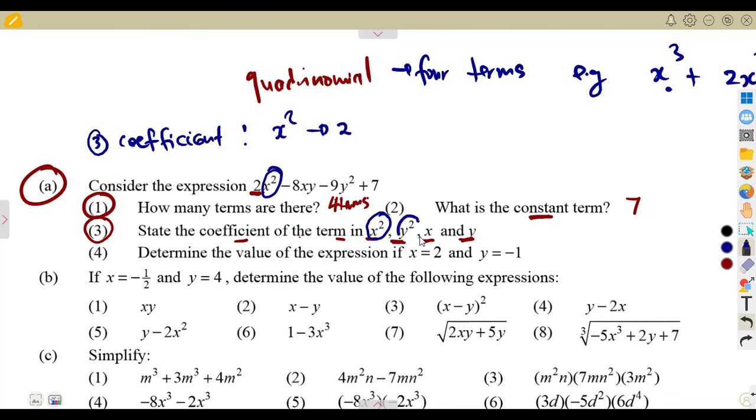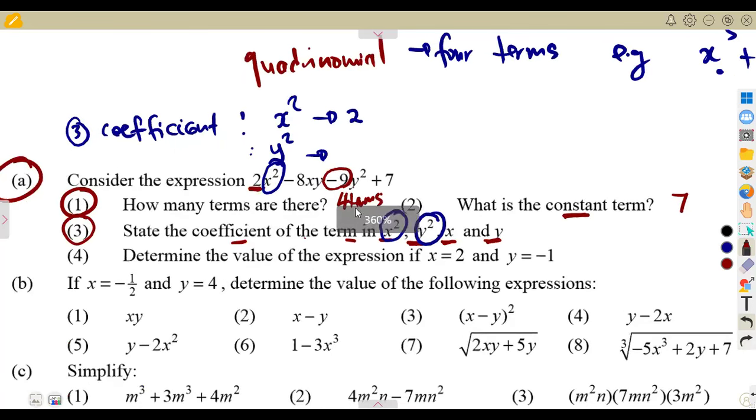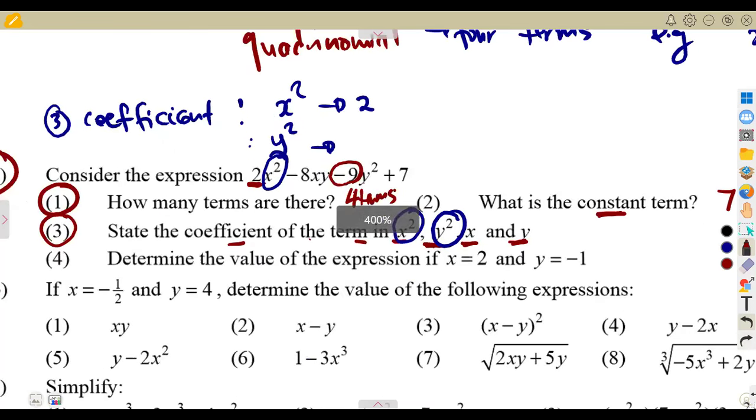The same thing for y squared. Where do we have y squared? The coefficient on y squared, this is a y squared, this one. The number that is affecting that y squared is -9. So that's the number that we need, which is a -9.